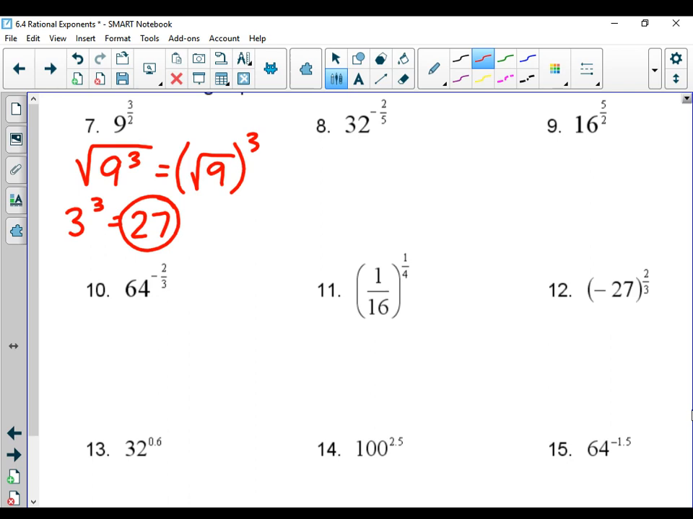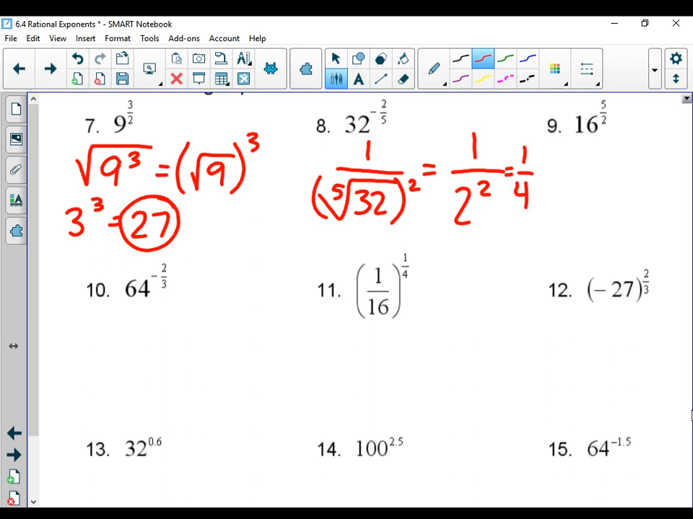So the next one, I have 1 over the 5th root of 32 squared. Without a calculator, what is the 5th root of 32? 2. 2 times 2 is 4, times 2 is 8, times 2 is 16, times 2 is 32. So then I would have 1 over 2 squared, which is just 1/4. Hopefully you're catching on to how to approach these.